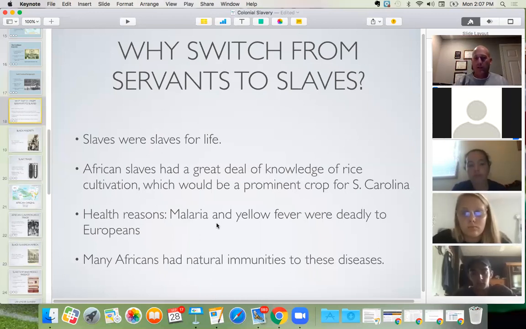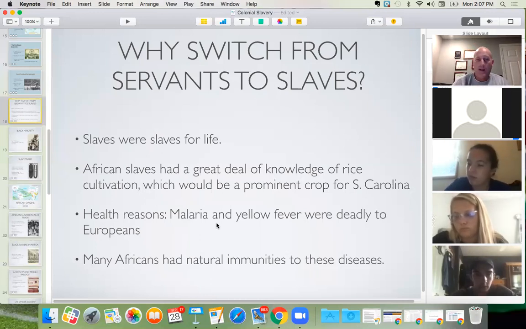Okay, malaria and yellow fever, mosquitoes. I don't know what you know about it, but rice is grown in water. It soaks in water. It's like rice paddies. You sort of share a lot of this with Vietnam and Asian countries, right? Rice is in water almost all the time. So that's going to breed mosquitoes, right? So malaria and yellow fever are very key here. And many Africans had natural immunities to these diseases. So tragically for Africans, that makes them an attractive labor source.